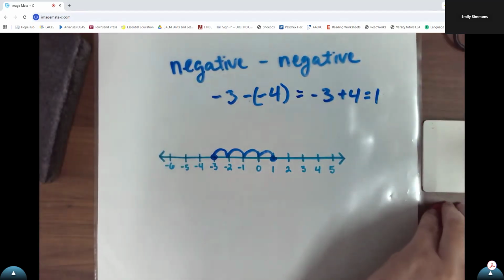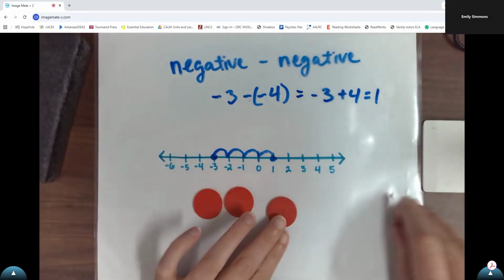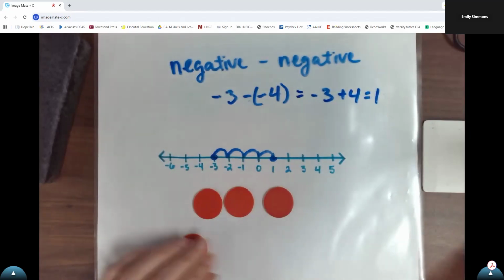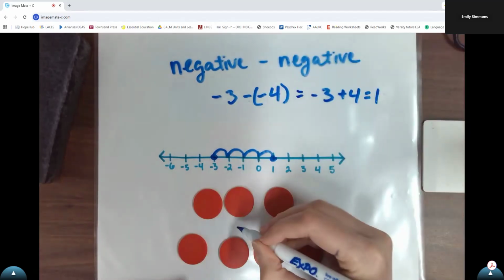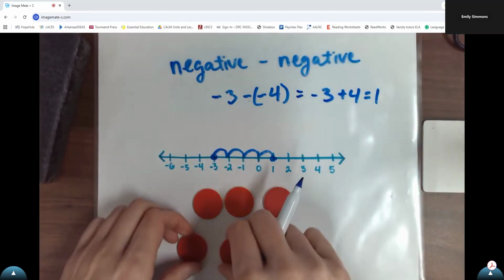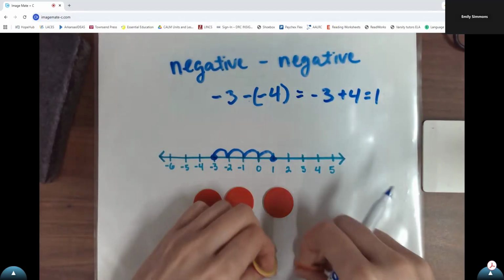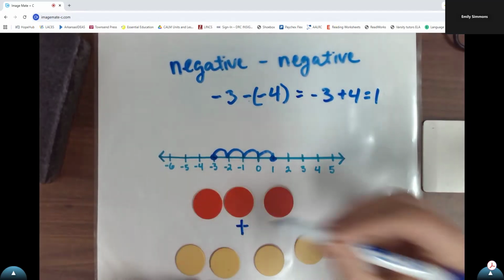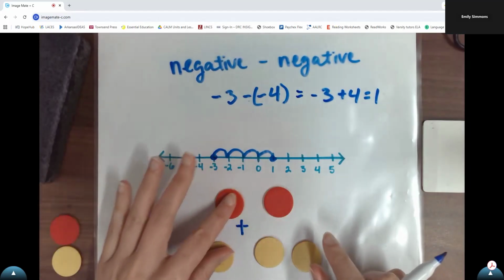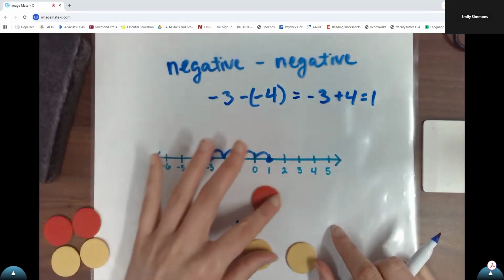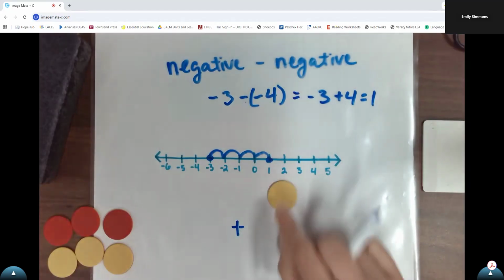Or with our counters, negative 3, and then negative 4. It's a subtraction problem. To combine our counters, we need to add and flip. Then we remove our matching pairs, and we're left with 1.